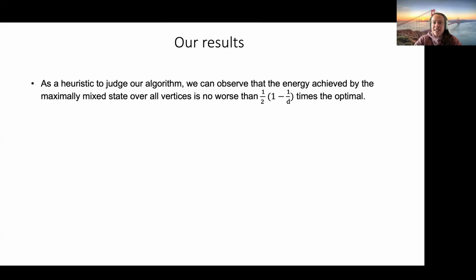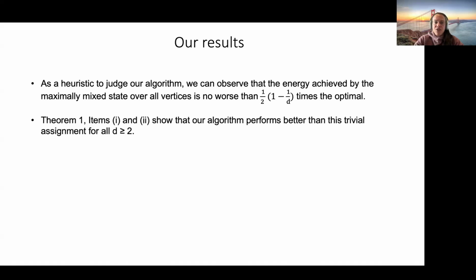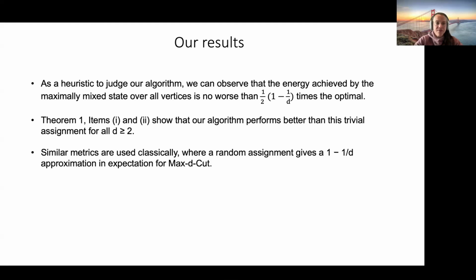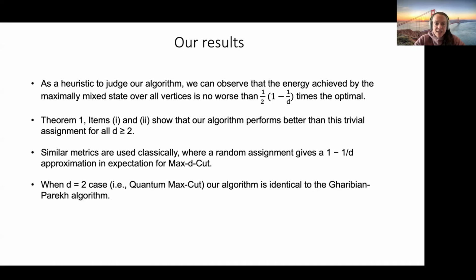The energy of the maximally mixed state, the value of the quantum max cut Hamiltonian on this, would be no worse than a half (1 minus 1/d) times the optimal. So our theorem says that at least our algorithm is non-trivial because it's better than the completely random solution. Note that when d equals 2, this is quantum max cut. So this is just a direct generalization of what I talked about before with quantum max cut.